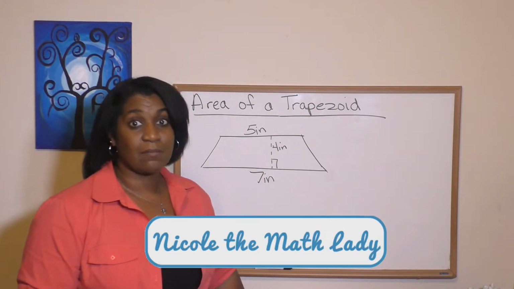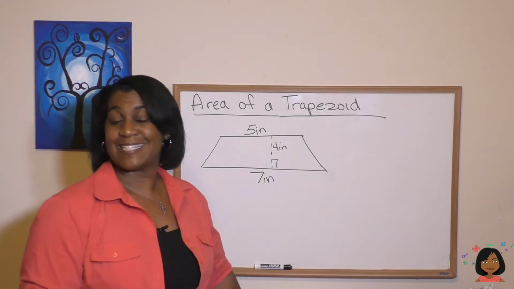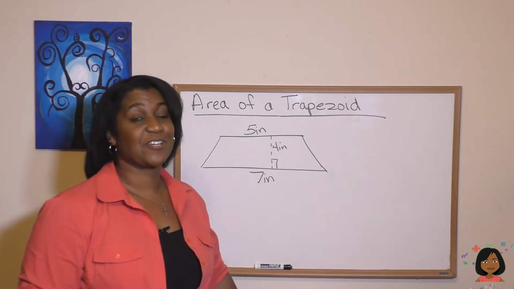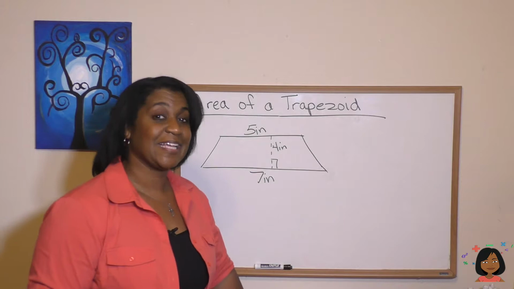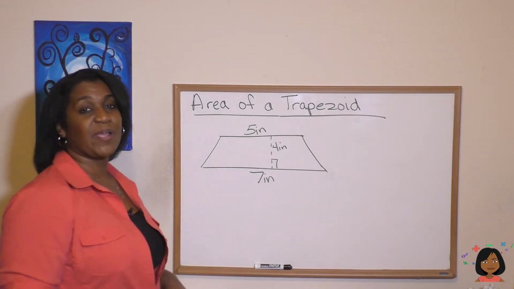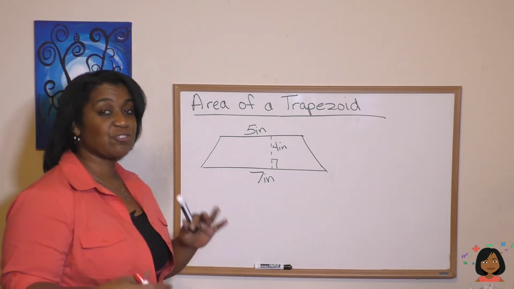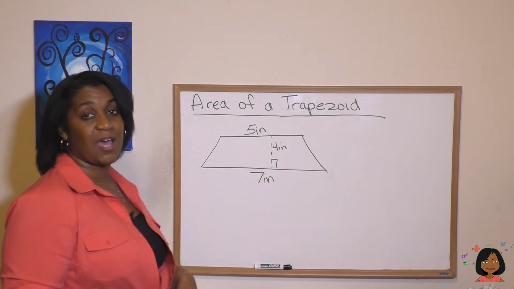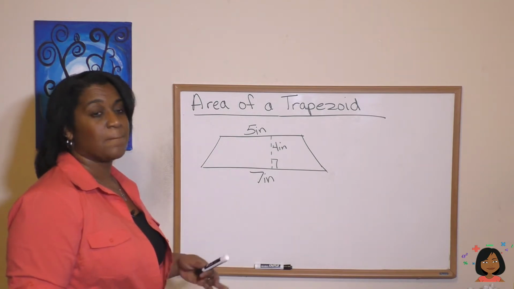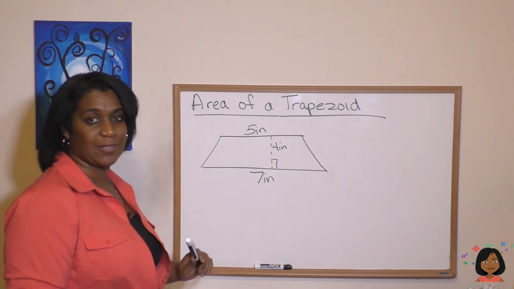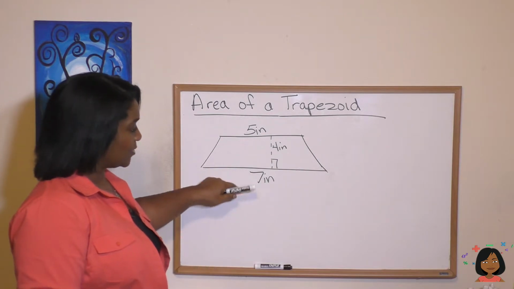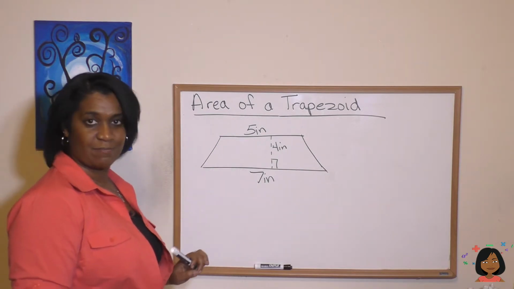Today we're talking about the area of a trapezoid. Yep, not too bad. I think you're going to get this really quick. Let's take a look at this example. Here we have a trapezoid, and if you remember, a trapezoid is a polygon, a 4-sided figure, but it only has one set of parallel sides. So here's a parallel side, one set there and there.